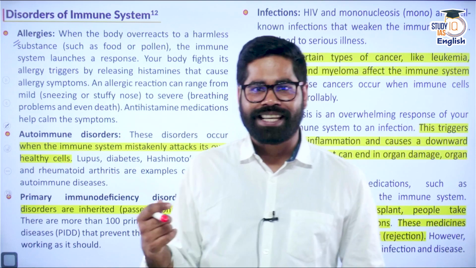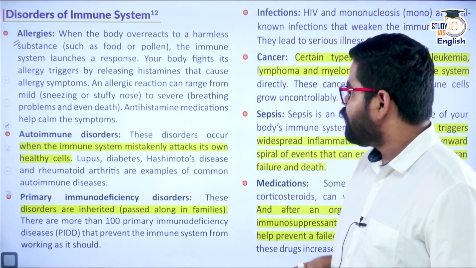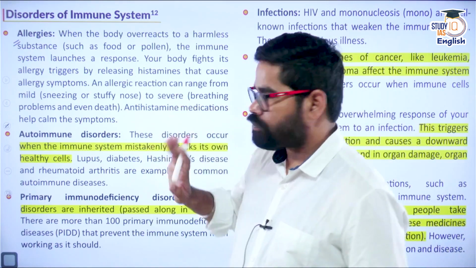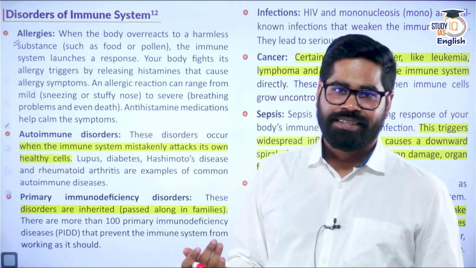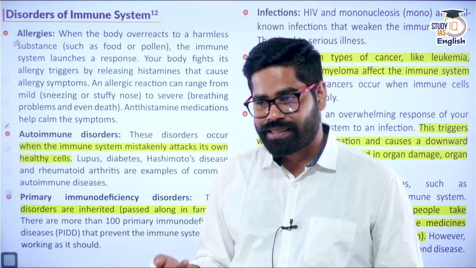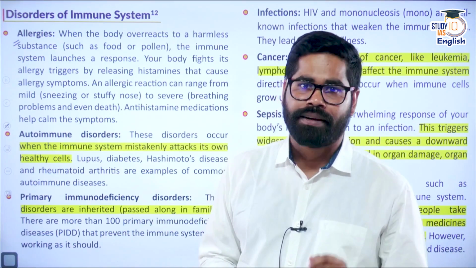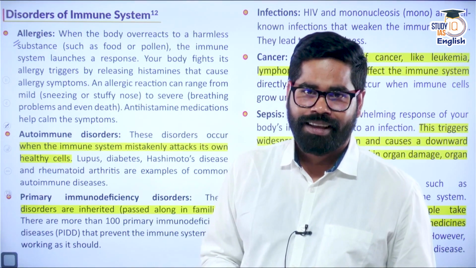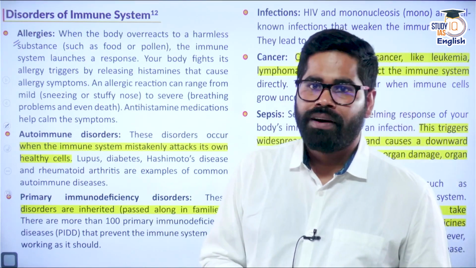So allergy is basically a hyperactive immune system in the body. It can be even a harmless substance like food or pollen. They might not be harming us, but the body is considering them as harmful substances. The body is reacting in a hyper manner, and this is what causes the problem of allergies.